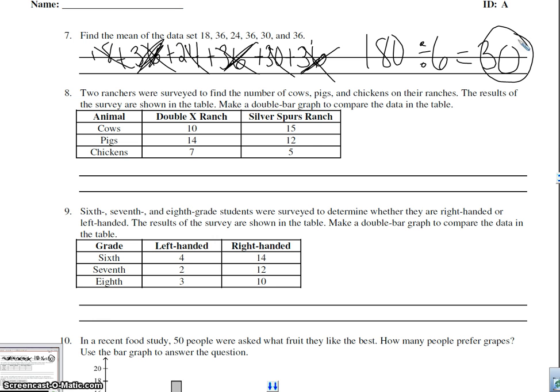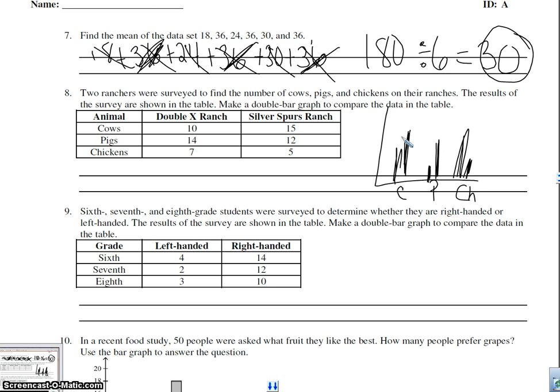Two ranchers were surveyed to find the number of cows and pigs and chickens on their ranches. The results of the survey are shown. Make a double bar graph to compare the data in the table. Double bar graph means you're going to have a graph, and then you're going to have cows, pigs, and chickens. And you're going to have a bar here and a bar next to it. And then you have a bar here and a bar next to it. And you have another bar and you have a bar next to it.